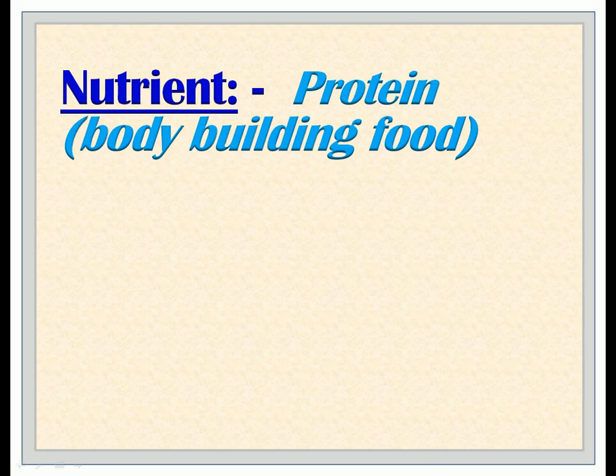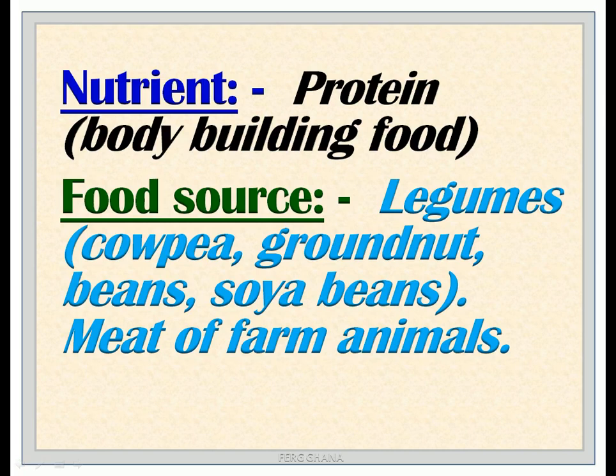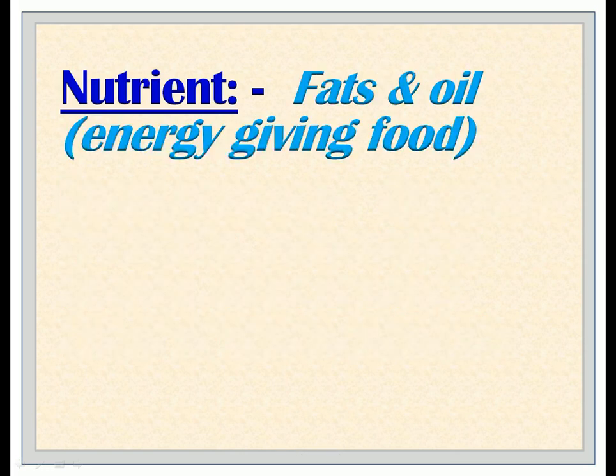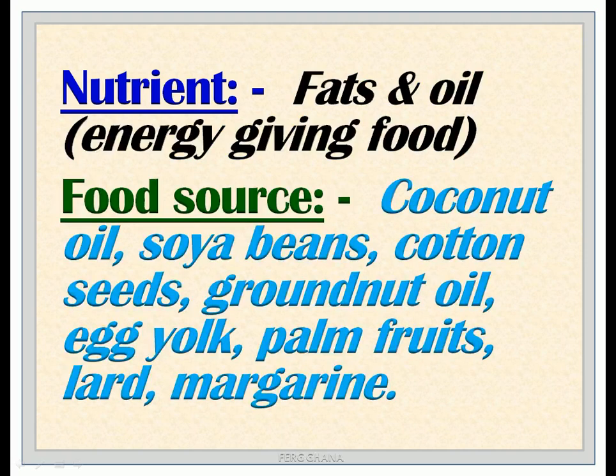Nutrient: protein, bodybuilding food. Food source: legumes, cowpea, groundnut, beans, soybeans, meat of farm animals. Nutrient: fats and oil, energy-giving food. Food source: coconut oil, soybeans, cotton seeds, groundnut oil, egg yolk, palm fruits, lard, margarine.